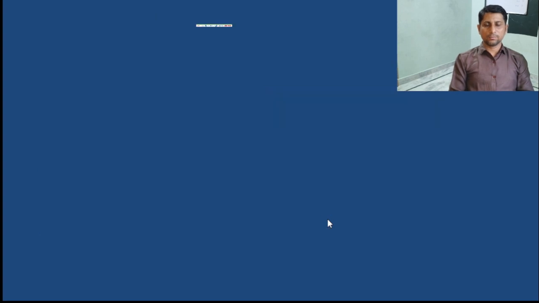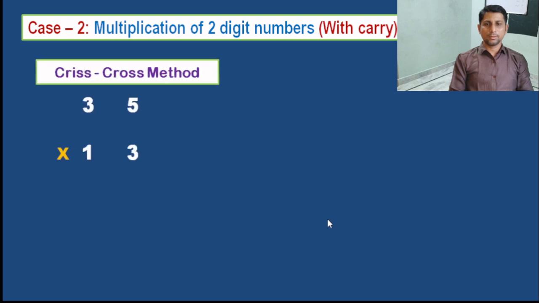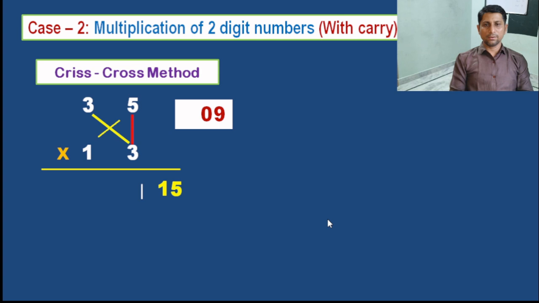Let's see another example. Multiplication of a 2-digit number with carry. Example: 35 into 13. By using the Criss-Cross method, the first step is to multiply unit digits first. 3 into 5, then we will get answer 15. Then cross multiplication of digits. 3 into 3 we will get 9. 1 into 5 we will get 5. Then add both 9 and 5, we will get answer 14. And tens place digits multiplication, 1 into 3, then we will get answer 3.